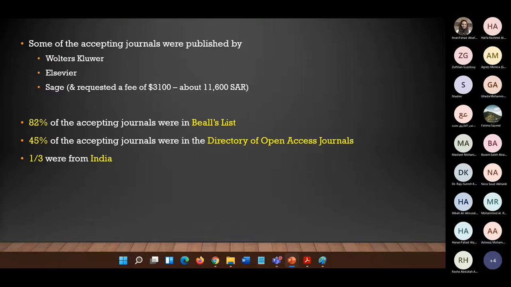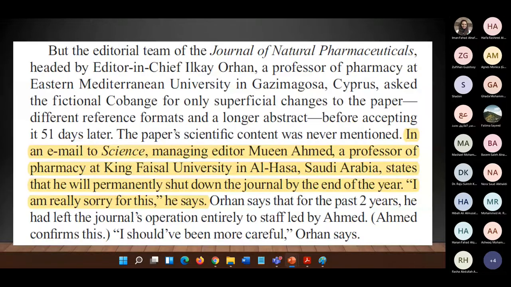One third of the journals were from India. Okay, and one was actually from a Saudi university in that study. So what happened was that after the study concluded, the author contacted these journals again and said, okay, this was a spoof and you accepted this paper. Why did you accept it? It was full of methodological problems. We were actually testing you. So somebody, a professor of pharmacy at King Faisal University in Al-Hassa, Mubin Ahmed, stated that he will shut down the journal. I'm really sorry for this. So it was a big scandal.